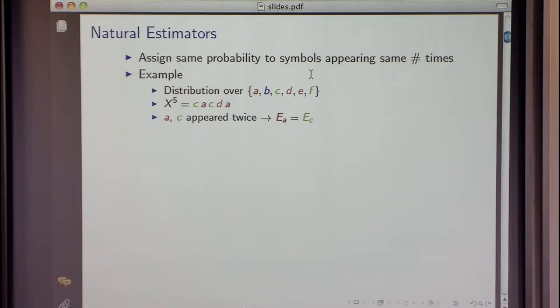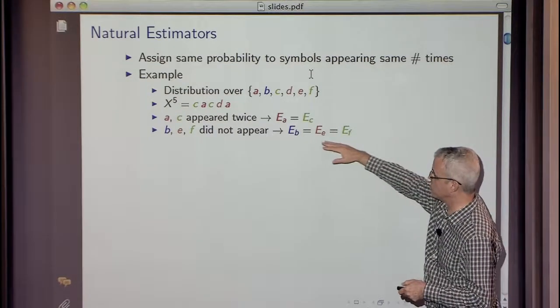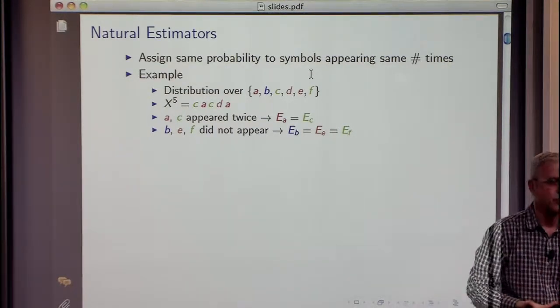These are IID samples. There's no way for you to give a different probability to C than to A. And B, E, and F did not appear. So whatever probability you give them, it could be 0, but it could be non-zero. But whatever it is, it makes sense that you'll give them the same probability.